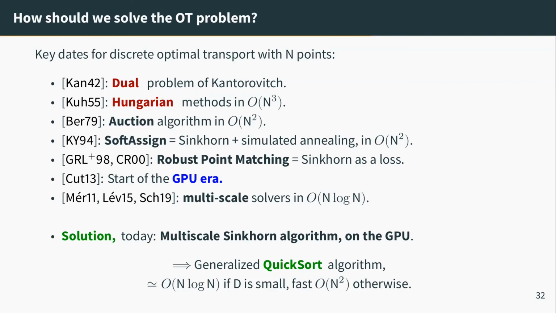And if you accept to relax your criterion on what it means to solve the optimal transport problem, then people in the 1970s, like Dimitri Bertsekas, showed that it's possible to solve it in quadratic time, O of n squared. So that's the auction algorithm. And then people studied a softened version of the auction algorithm, which is called the Sinkhorn algorithm, with simulated annealing, like great papers from the 1990s, from the early 2000s.